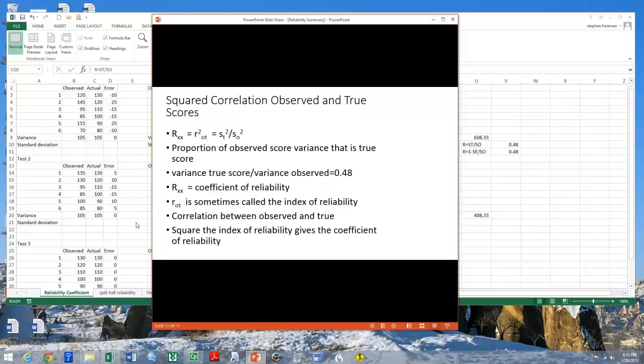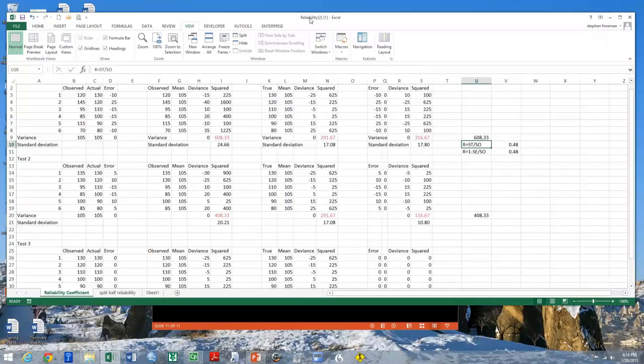Let's go take a look at it on the Excel spreadsheet. It's the XLS spreadsheet called Reliability or Reliability 2. So in the lecture notes, suppose we give a test to 6 people. And here's what they get on the test. Here's the observed score for person number 1, 120. The true or actual, right? I could put true in there. That might be a better way to put it, right? So here are the true scores in this column.